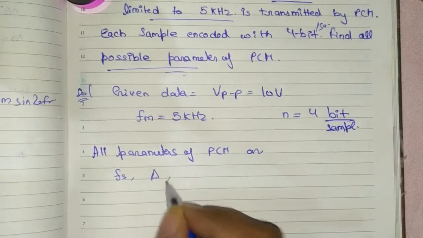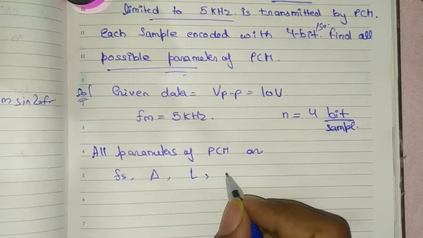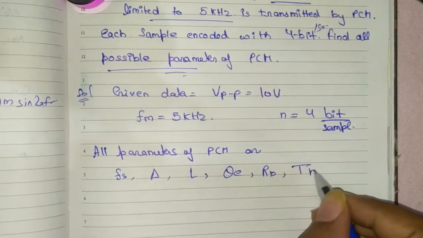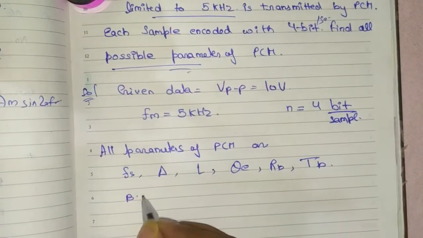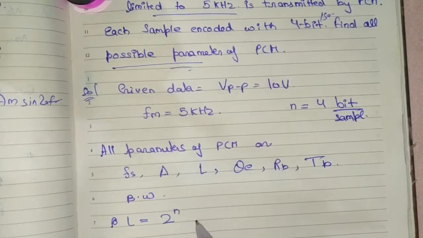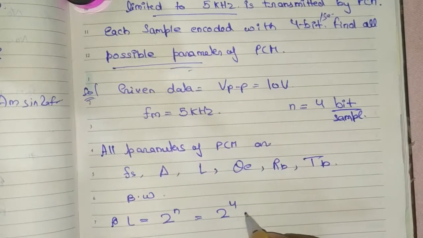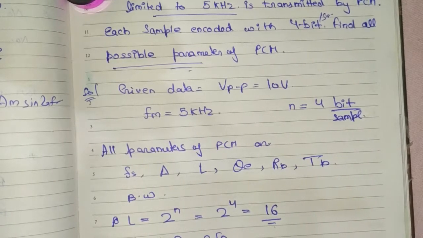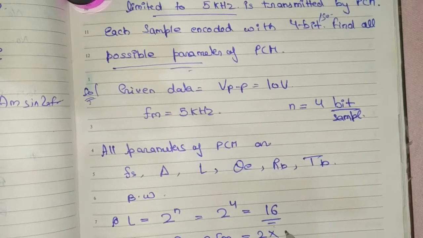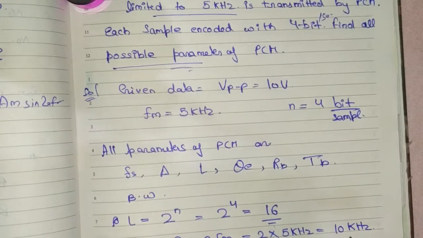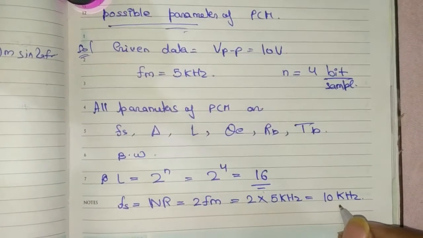Fs, step size, L, quantization error, bit rate, bit duration, bandwidth. So first find out L, which is equal to 2 to the power n, with n is 4, is equal to 16. Now Fs is equal to Nyquist rate, which is equal to 2 Fm. So 2 into Fm, 5 kilohertz. So Fs is 10 kilohertz. Fs is 10 kilohertz.